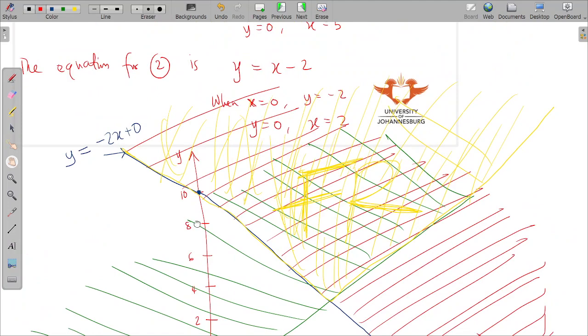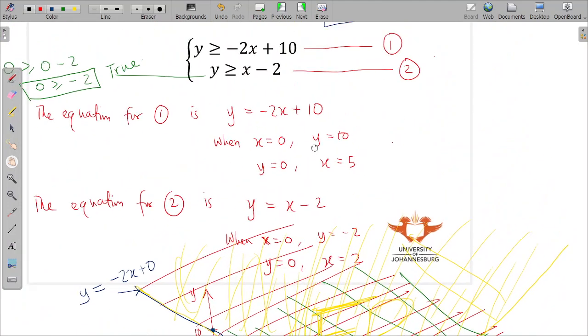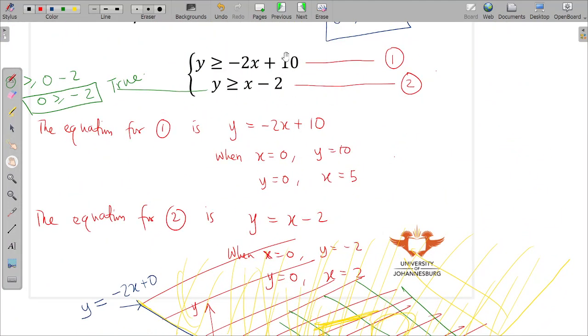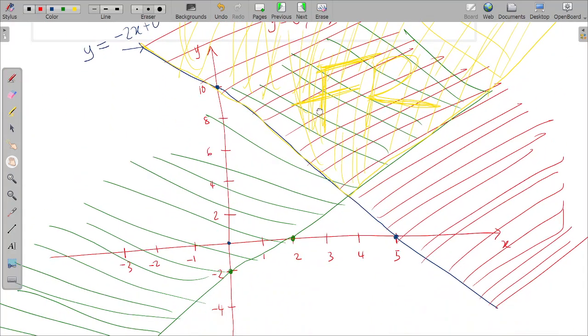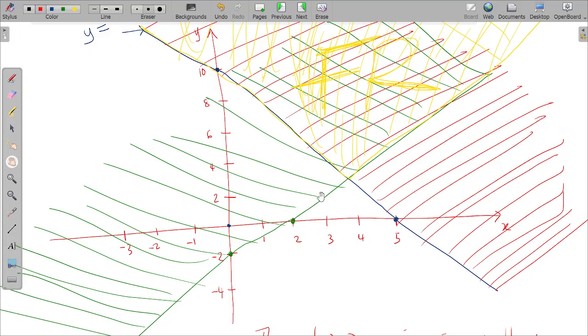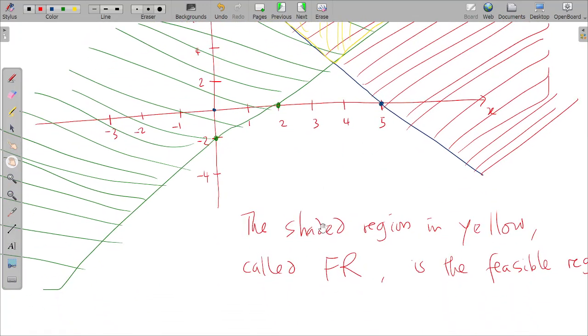That is how to draw more than one linear inequality. So sometimes the inequalities could be 2, could be 3, could be 4. You draw the same thing as we have drawn. Okay, please take note and make sure that you understand.